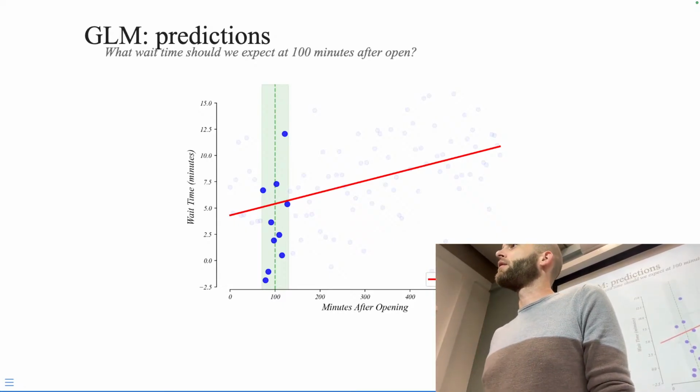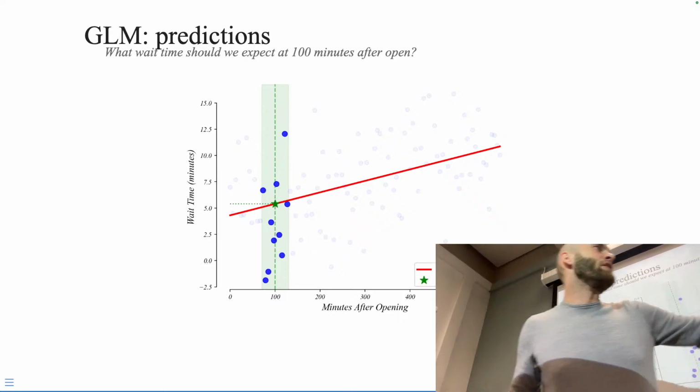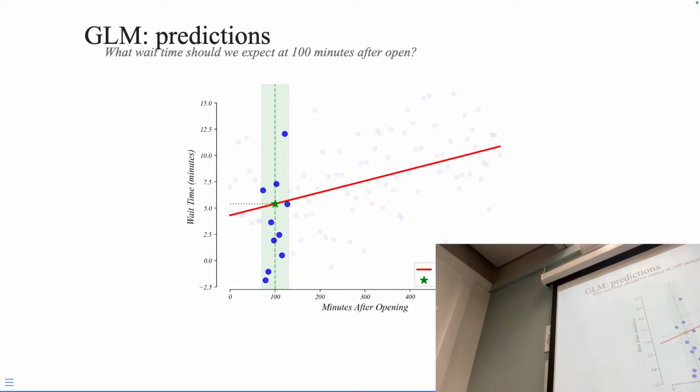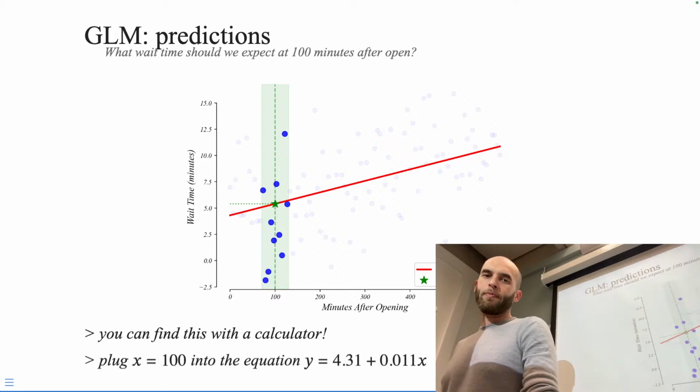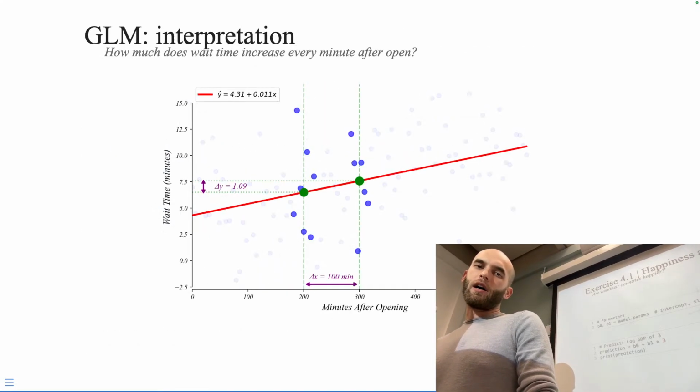Yeah, Courtney? So the way we find model predictions, we plug in the value we're trying to predict for. If I'm trying to find the wait times at 100 minutes after open, I just plug in 100 into the model, and it gives me the average wait time at 100 minutes after open. And then we just walked through and calculated a couple predictions.